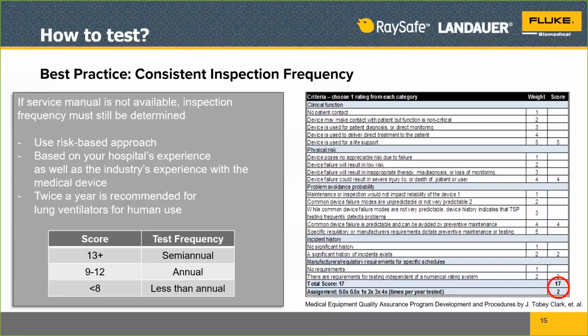At the end of it all, you add it up and you figure out what range it falls into. So if it's less than 8, you can check it less than annually. 9 to 12, you want to check it annually. And 13 plus, you want to check semi-annually. And this system came from the Medical Equipment Quality Assurance Program Development and Procedures book written by Toby Clark. So if you want to check that out a little bit more, there are some good examples per medical device as well. But just to wrap it up, in this case, the ventilator scored a 17, so it should be checked semi-annually. So it's just another way to look at how you assess your inspection frequency.